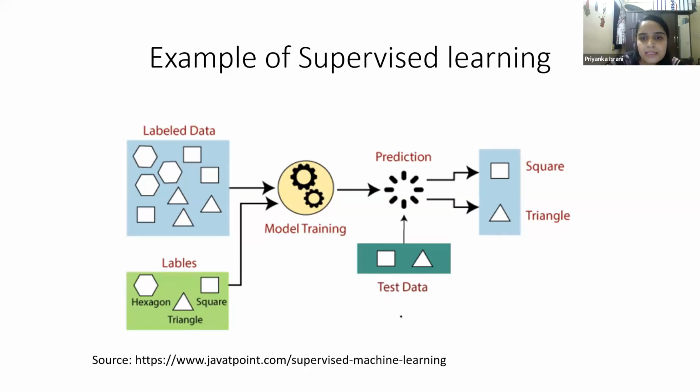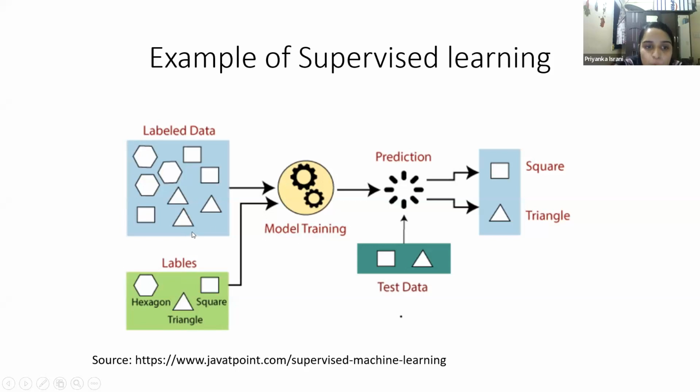Okay, let's move to this. This is a real-time example. Now let's see how machines are trained. In supervised learning, you have labeled data. Labeled data means you will have a question and answer, a pair of question as well as answer. So see, how is labeled data? Here there are shapes given. There is a hexagon, a rectangle, a triangle.